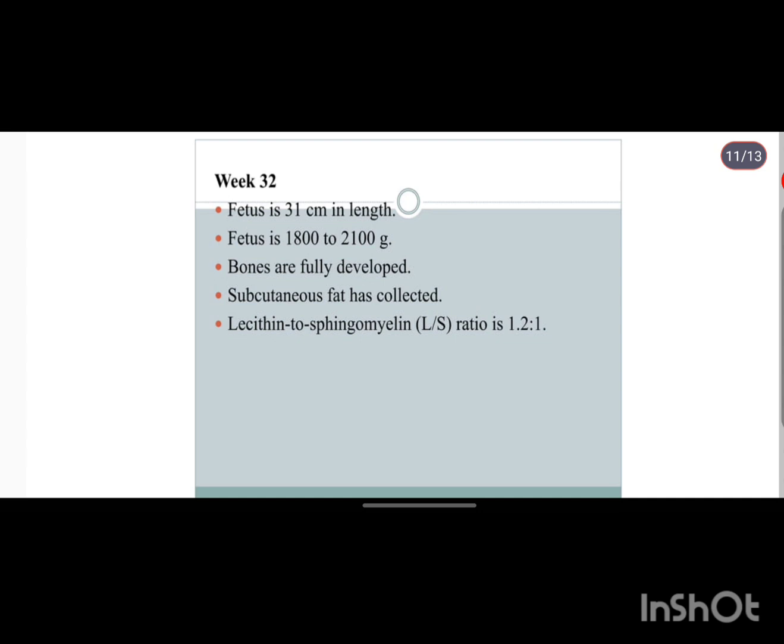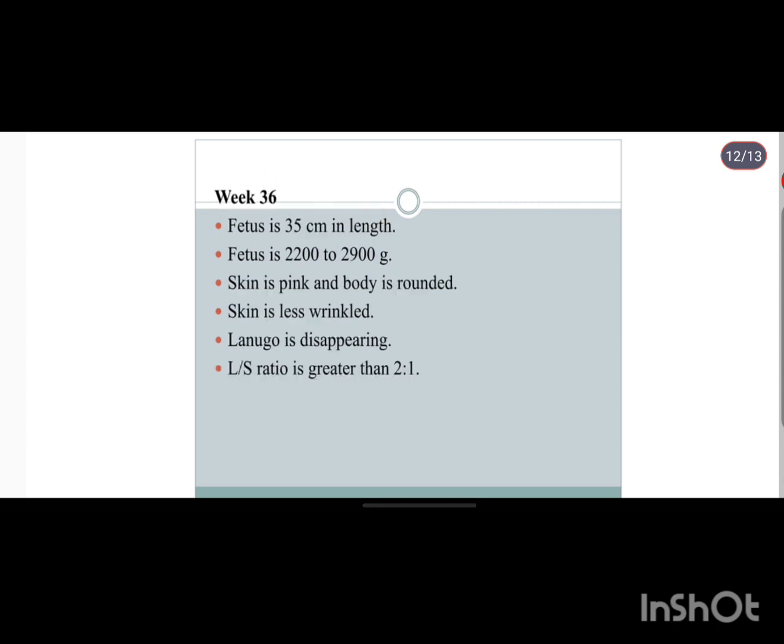It weighs about 1800 to 2100 grams, and bones are fully developed. Subcutaneous fat has collected, and the lecithin to sphingomyelin ratio is almost 1.2 to 1, meaning a surfactant is usually produced over the lungs. At 36 weeks, the fetus is 35 centimeters in length and 2200 to 2900 grams.